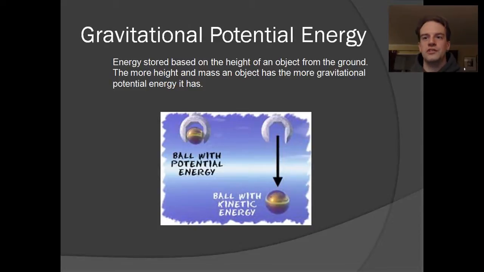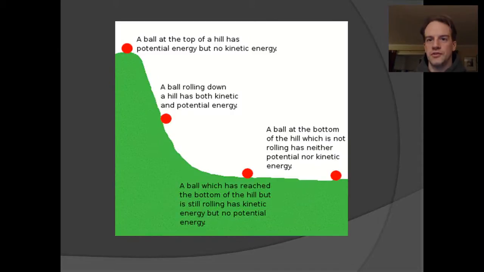There's also gravitational potential energy. Energy stored based on the height of an object from the ground. So the more height and mass an object has, the more gravitational potential energy it has. And as it falls from a height, it builds up more kinetic energy but loses that potential energy. Let's look at some examples of that.